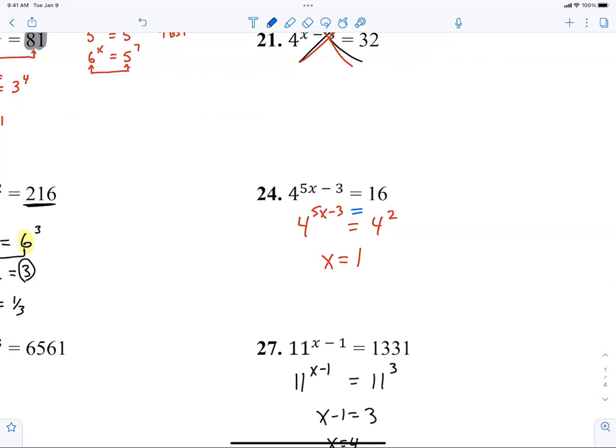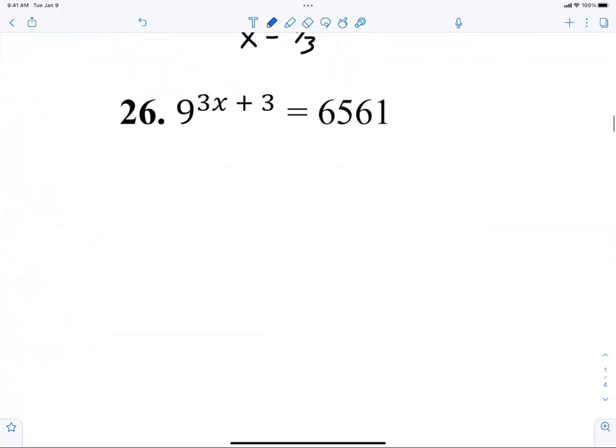Everybody's good? Yeah. All right, so let's knock out 26. 9 to what power is 6,561? 4. Somebody said 4. Is that true? All right. So now I know 9 to the 3x plus 3 equals 9 to the 4th. So now let's use our great math skills. And we would just simply say x has to equal what? 1/3. X equals what? 1/3. Anybody have any concerns with x equals 1/3? Kind of easy, correct?